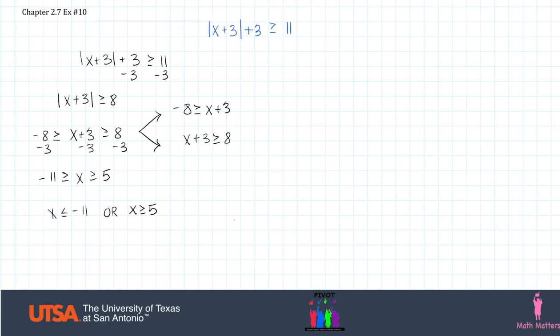Now this means that, let's say, here's a number line with our x values. Negative 11 is over here. Let's say 0 is right here, and then 5 is over here. So what this solution means is if we plug in any x value that is equal to or less than negative 11, or equal to or greater than 5, then this statement is going to be true. The absolute value of x plus 3, and then plus 3, is greater than or equal to 11. And we can check that.